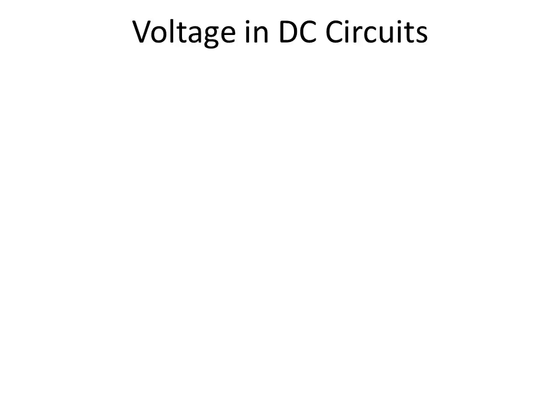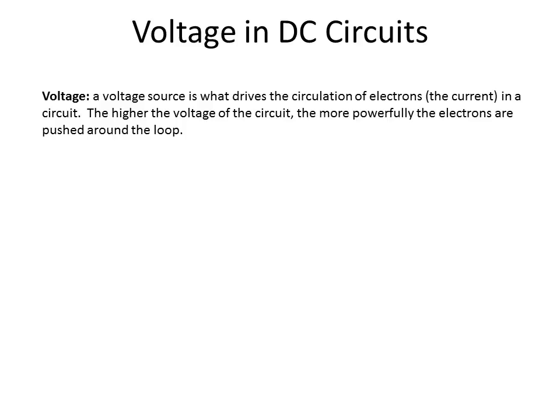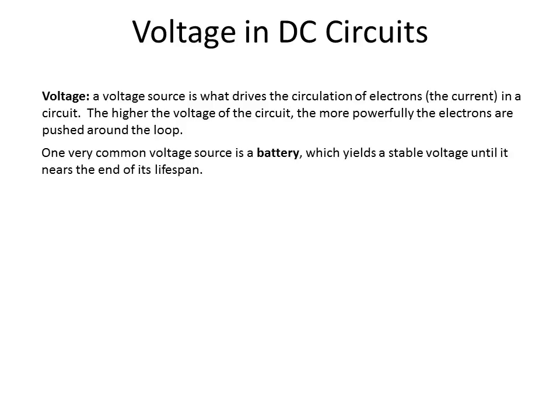Now let's go back to the idea of voltages in DC circuits. And just to remind us, voltage is what drives a circulation of electrons in the circuit. So if we have a higher voltage in a circuit, the more powerfully the electrons are pushed around the loop. Now the most common type of voltage source that we have is the battery, which is a stable voltage that lasts pretty long time, but at the very end of its lifespan that voltage will start to decrease.